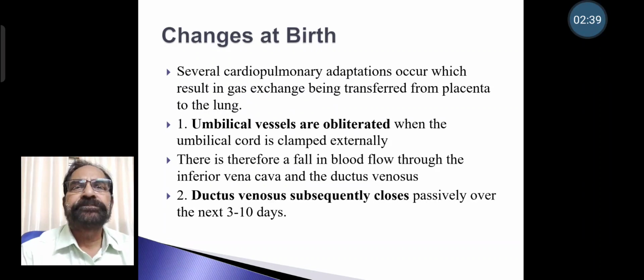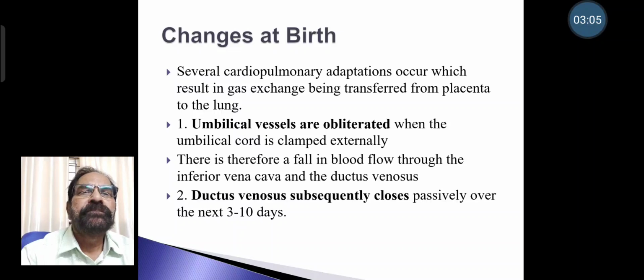Changes occurring at birth. Several cardiopulmonary adaptations occur which result in gaseous exchange being transferred from placenta to the lung. One, umbilical vessels are obliterated when umbilical cord is clamped externally. There is therefore fall in blood flow through the inferior vena cava and ductus venosus. Ductus venosus subsequently closes passively over the next 3 to 10 days.